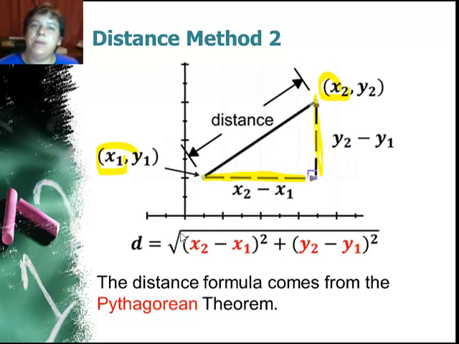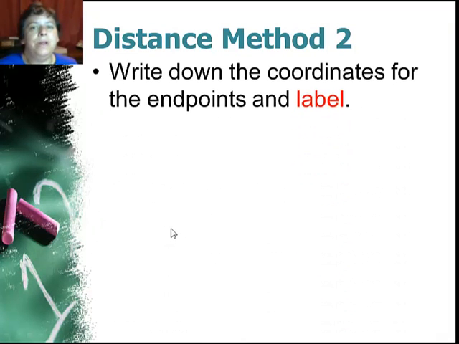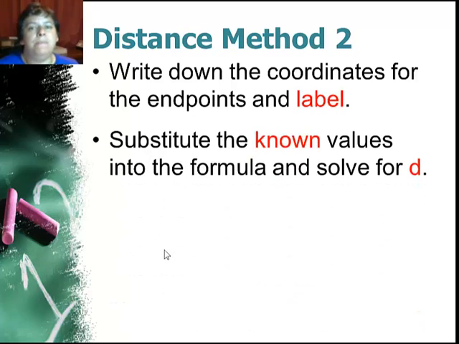So let's go ahead and apply this to the same problem we were looking at before. But first of all, let's go over the steps. When using the distance method, you really want to write down the coordinates for the endpoints and label them. You want to know which one's x1 and y1 and which one is x2 and y2. By the way, when I was talking about the endpoints, you can have the very first point on the left be the x1 and then the point on the right be the x2. But you don't know if it's going to be higher or lower.